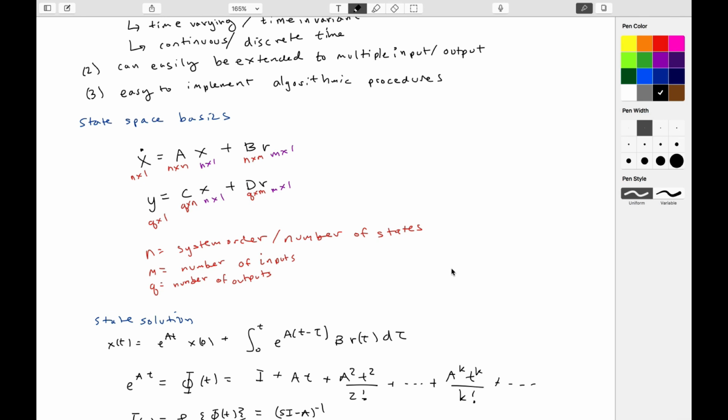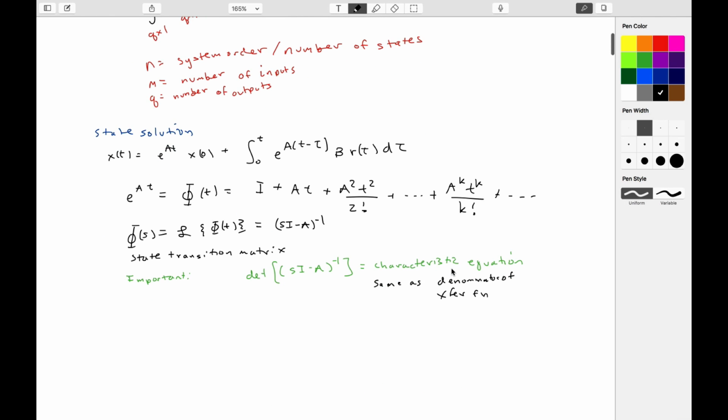B is a matrix which is size n by m, where m is the number of inputs. And then r, which is my input, is m by 1. Then we have the output equation where y is equal to Cx plus Dr. The number of outputs is equal to q, and so y is q by 1, making C q by n and D q by m.